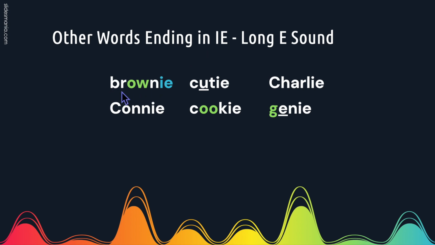OW says ow in this word: brownie. This is going to be a long U: cutie. Here we have a name. AR says R. CH says ch in this word: Charlie. Connie. This OO is going to have its sound: cookie. This E will be long and will make the G have its soft sound of J: genie.